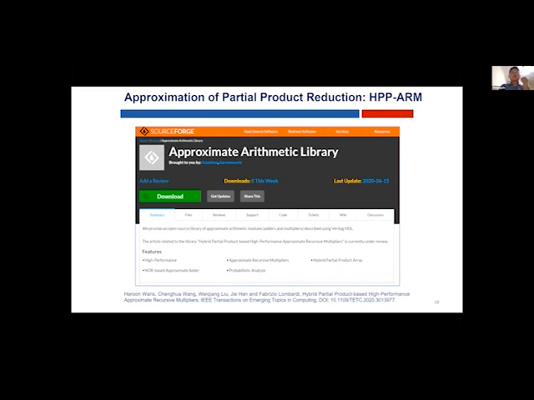And also we have made this design an open source library. So if you feel interested, you can download it and perform some simulation by yourself.